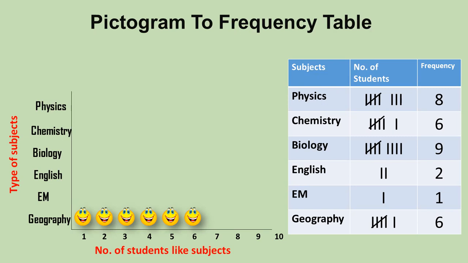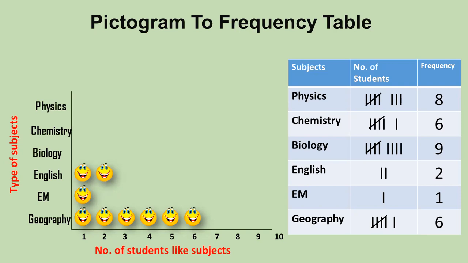So what about environmental management? Only one student liked environmental management. We can represent it by 1 in the frequency table. While for English, there are 2 students who like English. So we can represent 2 in this frequency table.